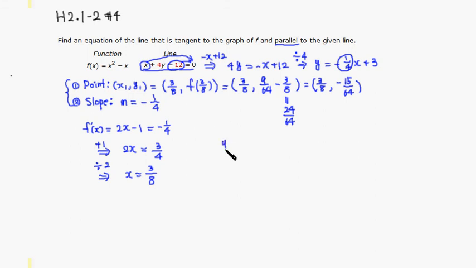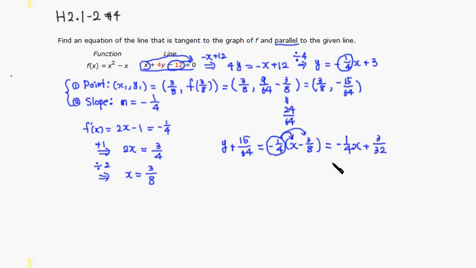So therefore we can find the equation. The equation would be y minus y1, which is negative 15 over 64, so plus 15 over 64, is equal to the slope, negative 1/4, times quantity x minus 3/8. I'm going to distribute this to x, so it's going to be negative 1/4 x. Then distribute negative 1/4 to negative 3/8, so that's going to be positive 3 over, 4 times 8 is 32.